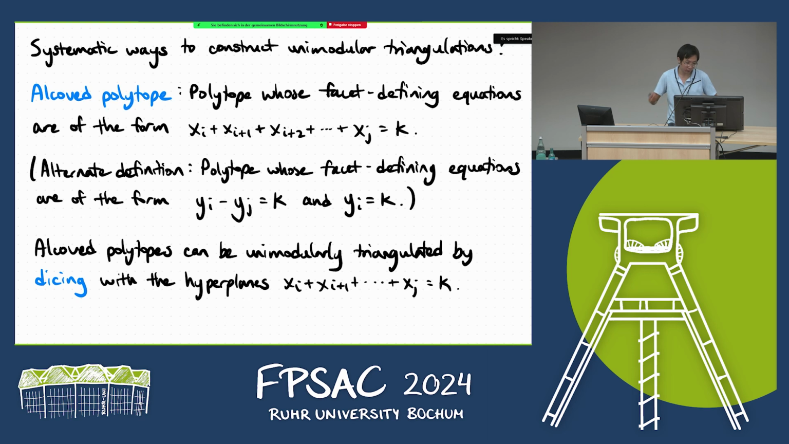It was mentioned that alcoved polytopes can always be unimodularly triangulated, so I'll explain how you do this, through a process called dicing. You take all the hyperplanes of the form a sum of consecutive coordinates equal to some value, and you dice your space using these. You just put them all in. This will actually cut up your space into simplices, and all these simplices will be unimodular.